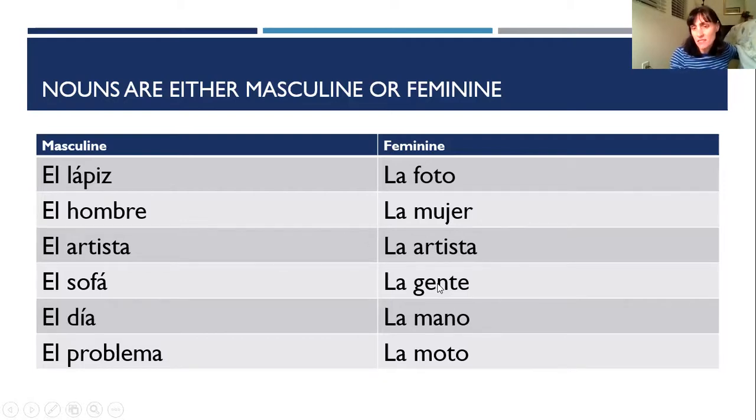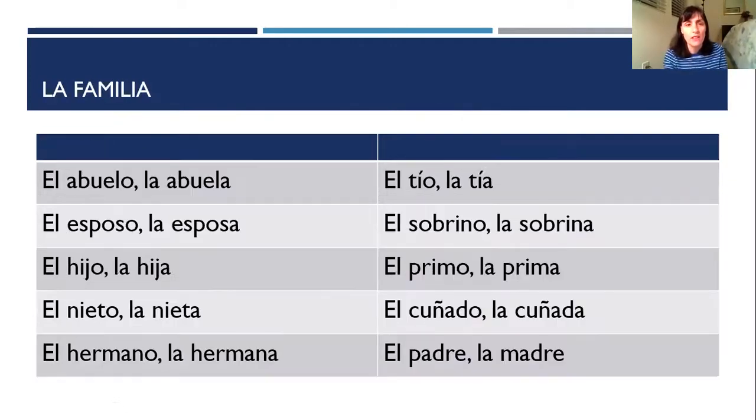La gente means the people. Feminine. La mano, the hand. Feminine, even though it ends in an O. La moto, this is short for motocicleta. It's feminine. Okay, so these are kind of exceptions to the rule, and when you learn the word, learn it with the article, and then you'll remember whether it's masculine or feminine.